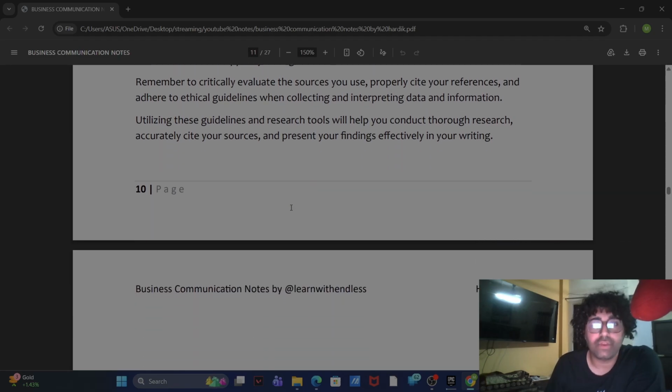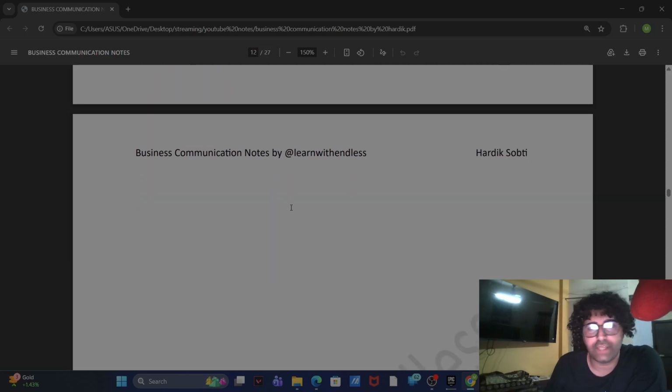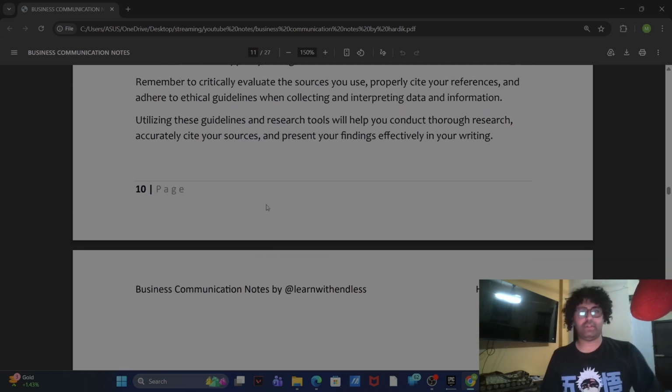Remember to critically evaluate the sources you use, properly cite your references, and adhere to ethical guidelines when collecting or interpreting data and information. Utilizing these guidelines and research tools will help you conduct thorough research, accurately cite your sources, and present your findings effectively in your writing. As you can see, Unit 2 is done, effective writing.